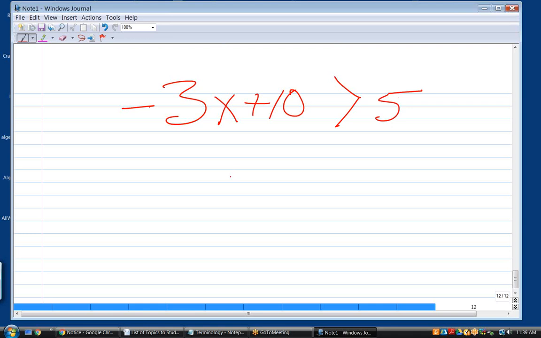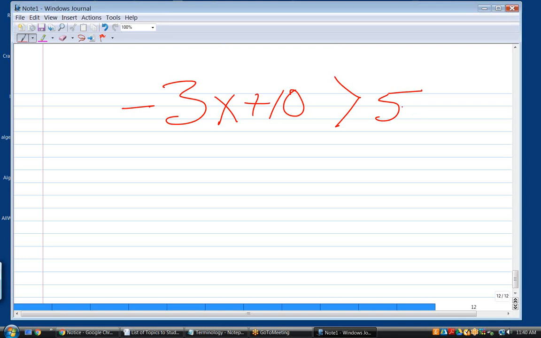So we could subtract 5 from both sides. So we would get negative 3x is greater than negative 5. Hold on. You said subtract 5 from both sides, or no, subtract 10 from both sides. You can absolutely subtract 5, but that's going to leave 0 on one side.